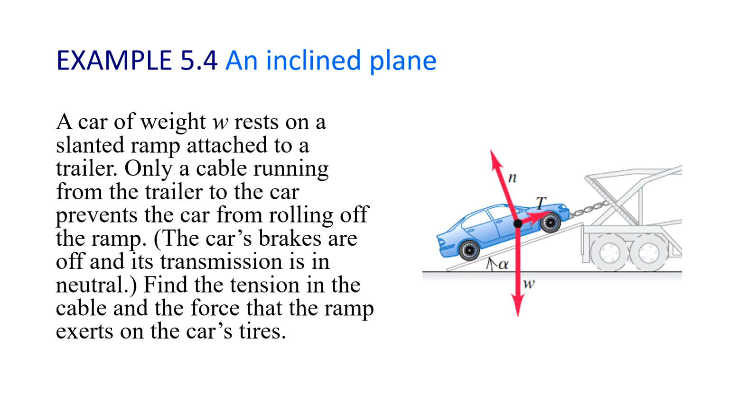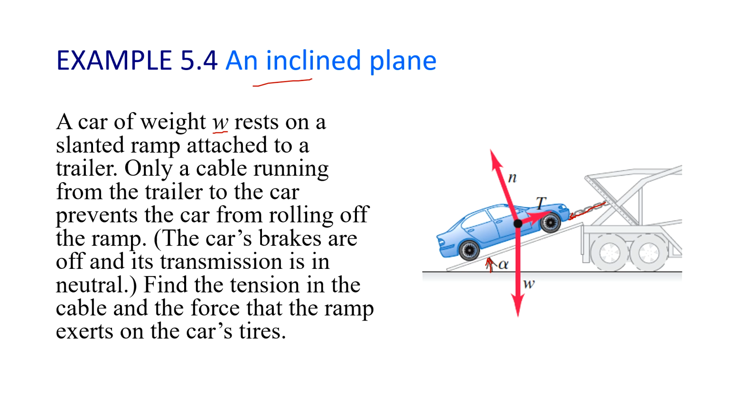Now let us do another problem from Newton's first law itself. It's an inclined plane related problem. Consider a car of weight W resting on a slanted ramp attached to a trailer as shown in this figure. Only a cable running from the trailer to the car prevents the car from rolling off the ramp. So this chain is actually supporting this entire car, and the angle between the ground and the slanting rail is alpha. The car's brakes are off and its transmission is in neutral. Find the tension in the cable and the force that the ramp exerts on the car's tires.